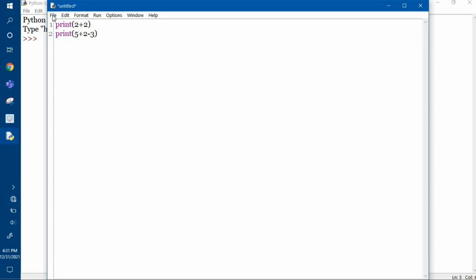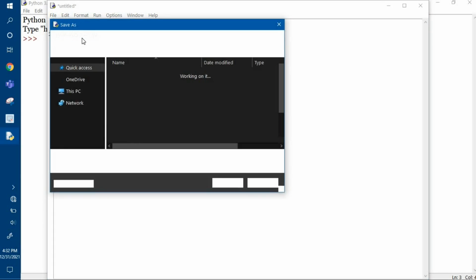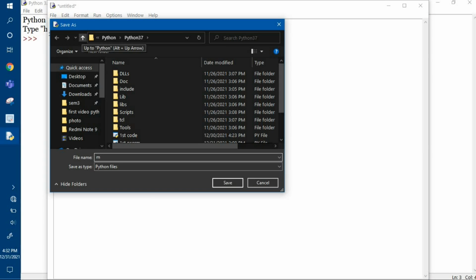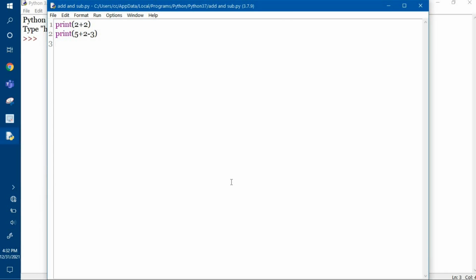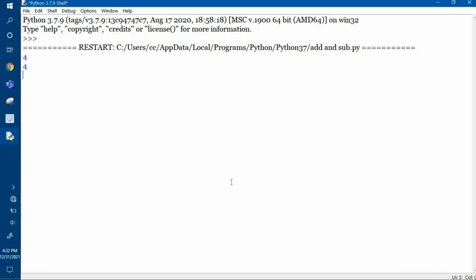Now save this file using Ctrl plus S. I'm saving it with the name addition and subtraction. Press F5 key. Now we can see that the result of both the statements was 4. So it has displayed output as 4 and 4.